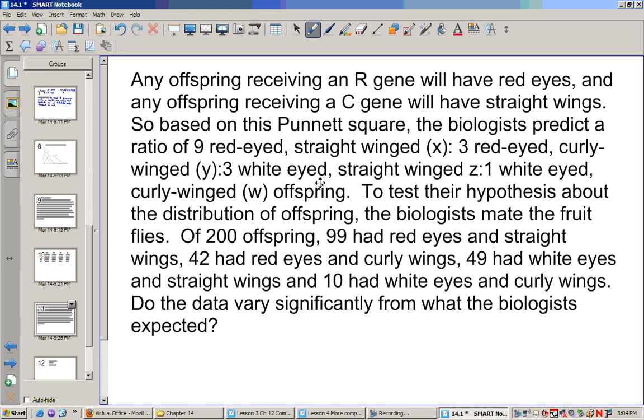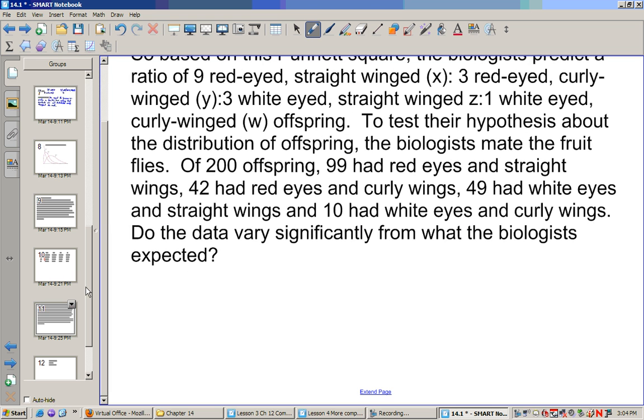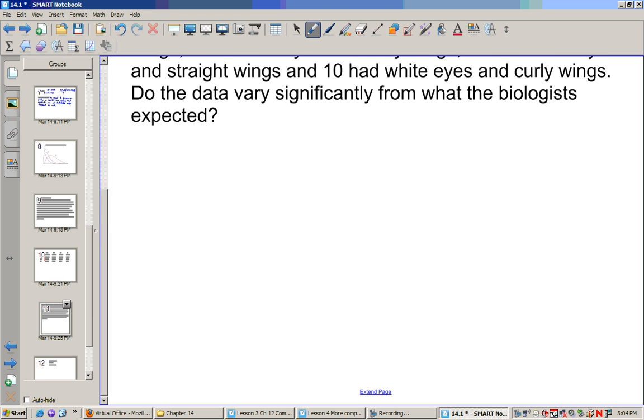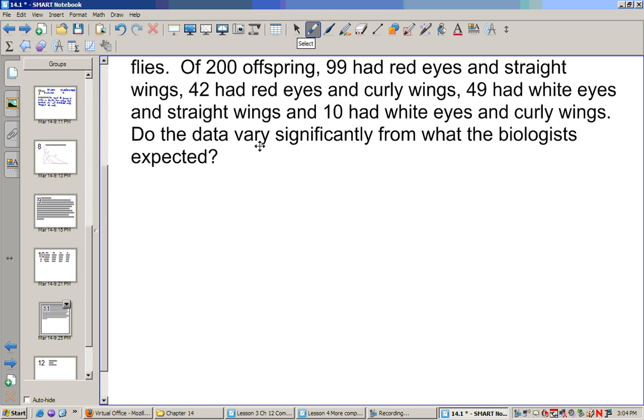To test this hypothesis about the distribution of the offspring, the biologists mate the fruit flies. Of 200 offspring, 99 had red eyes and straight wings, 42 had red eyes and curly wings, 9 had white eyes and straight wings, and 10 had white eyes and curly wings. Does that data vary significantly from what the biologists had expected? So let's set up a hypothesis test.